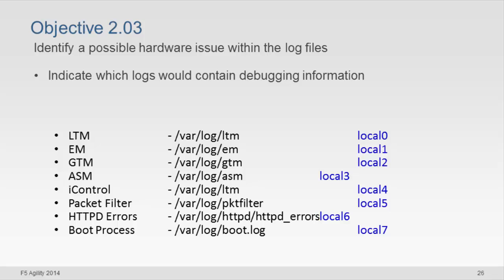We also have iControl logs. The iControl logs will actually end up in the same LTM file that all the LTM traffic ends up in. We do have a packet filter log, HTTPD errors, the daemon errors, and a boot process log out there, as well as some of the common facilities we have available to write out to files.